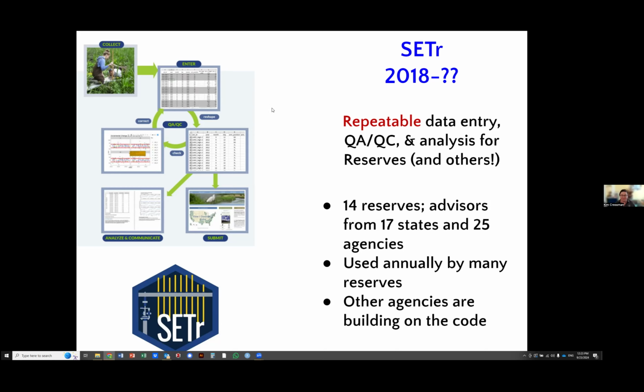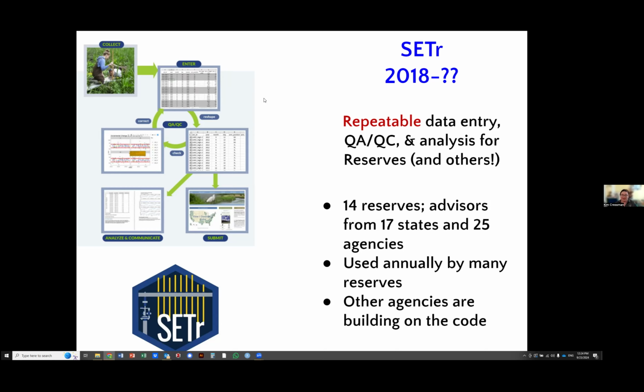During the project, we had 14 reserves and over 50 advisors from many, many different states and agencies. This is still used annually by several reserves, and I have been getting questions from some other reserves that are moving their data into this format. Other agencies are also building on the code, actually developing their own internal R packages to make the visualizations. So even though they're not using the spreadsheets in the same way we are, they want these visualizations and they're building on it.